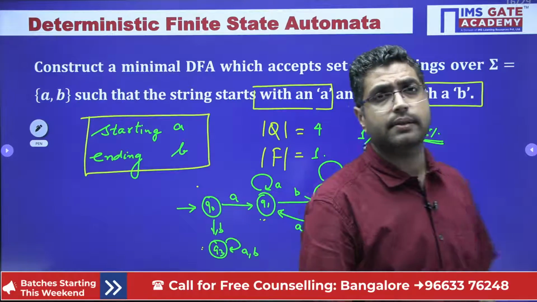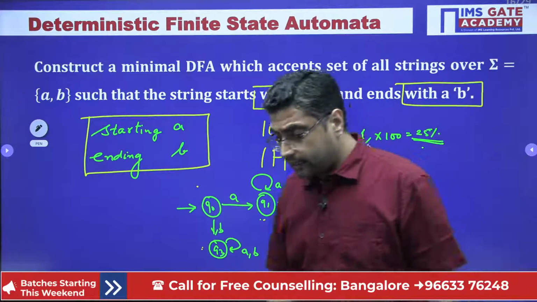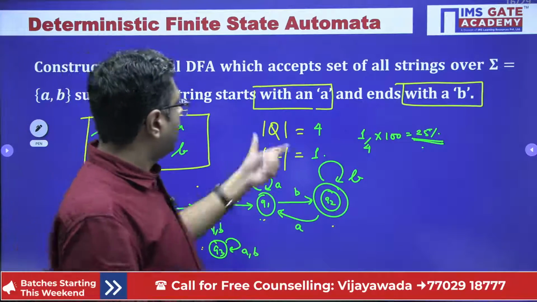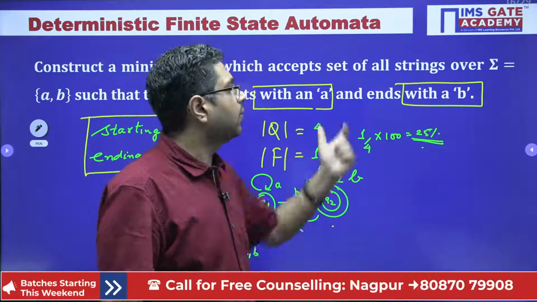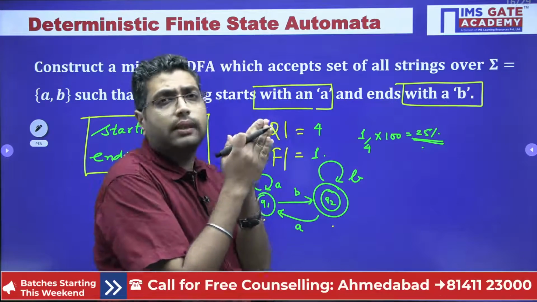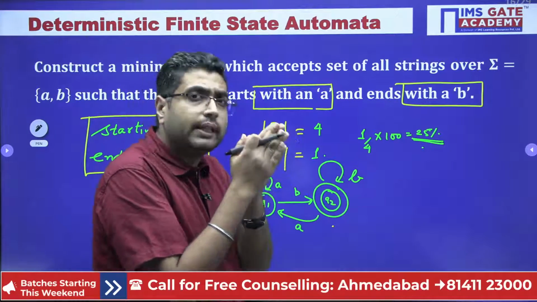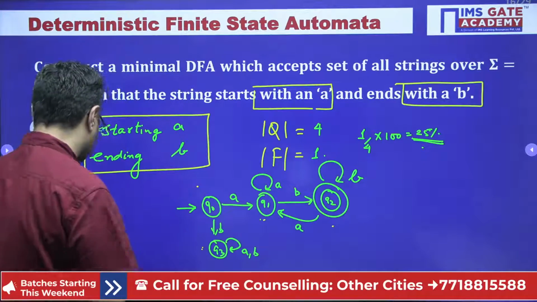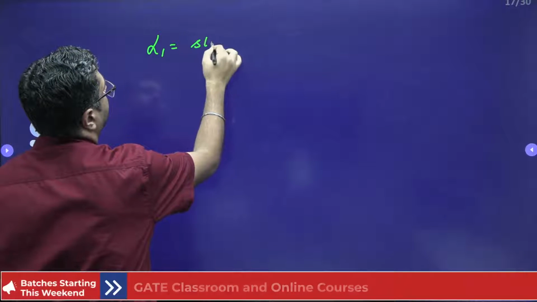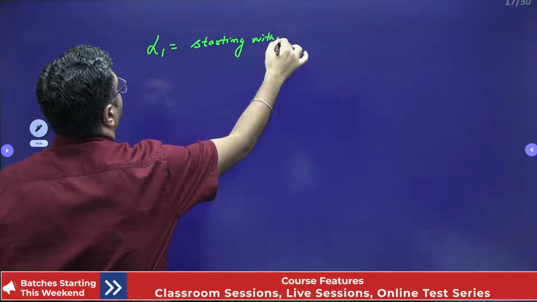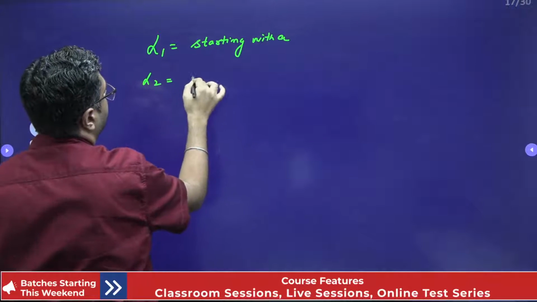This is what we have discussed. Now, is there another approach of solving this? We know the starting with A DFA, we know the ending with B DFA. What is being asked is you concatenate starting with A with ending with B. So let me tell what I am trying to say. I am saying L1 as starting with A, L2 is ending with B.